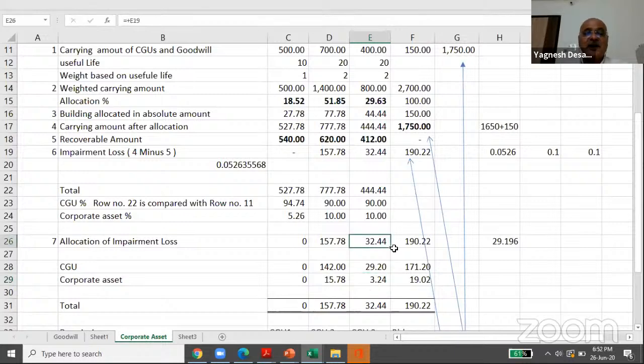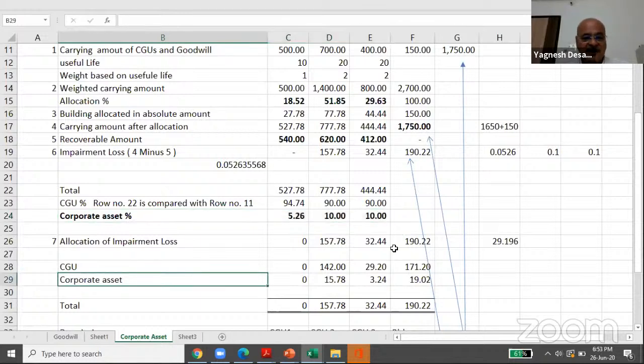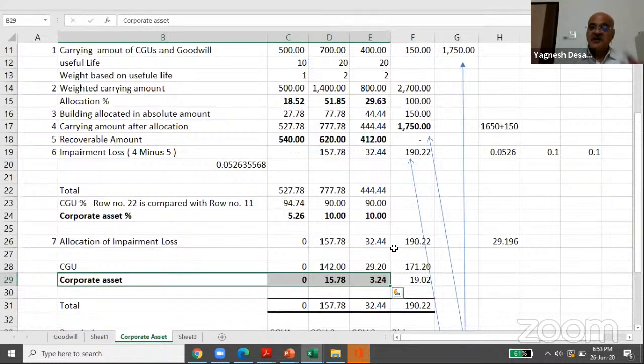Here, sorry. 10% of 32.44 is 3.24, and 10% of 157 is 15.7. So this is the loss I've allocated to corporate asset. Why? Because the corporate asset portion here, if I tell you, is this point. Sir, now I realize why you were making us do this rigmarole. Now it's clear: you wanted to allocate the losses of impairment, and that's why you made us do these exercises.